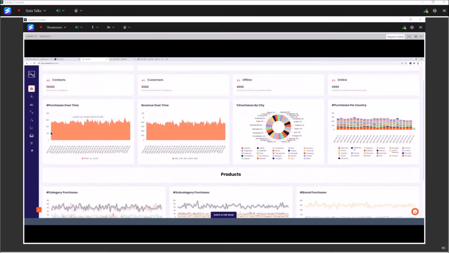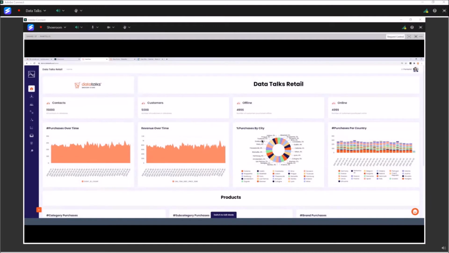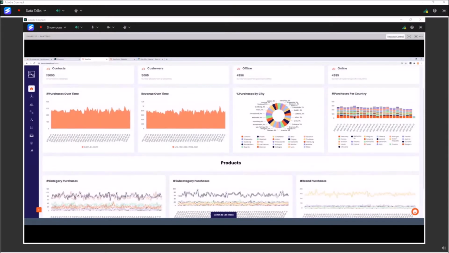So we can quickly see purchases over time, the number of purchases, the revenue over time, and the percentage of purchases by city. It gives us an indication of what the popular cities are. We're talking, of course, as you can see here, about a grocery store across basically the whole of Europe. We can see purchases by country.